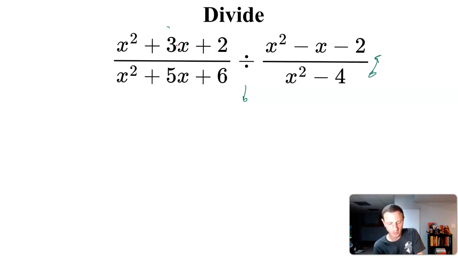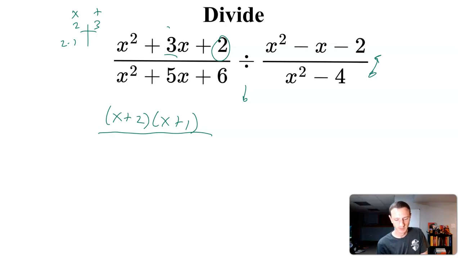So I'm going to factor x squared plus 3x plus 2. What I'm looking for here is two numbers that multiply to 2 and add up to 3, because I want them to multiply to this term and add up to the middle term. So that's going to be 2 and 1. 2 times 1 is 2, 2 plus 1 is 3, okay. x plus 2, x plus 1. Nothing too crazy there, I don't think.